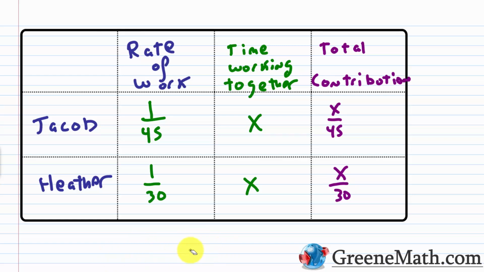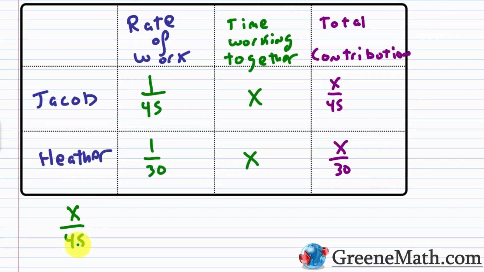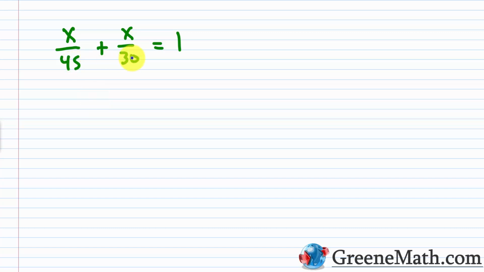And now what we need to understand is that between Jacob and Heather, they're going to complete one job, okay? So the equation here is very easy to set up. Jacob's contribution, which is x over 45, plus Heather's contribution, which is x over 30, is going to be equal to 1. Again, that's for one completed job. So the first time you see this, it might not make a whole lot of sense. But again, after you solve like 2 or 3 of these, you're going to find that these are the easiest problems in the world to solve. So let's copy this. What I'm going to do to clear these denominators, I'm going to multiply both sides of the equation by the LCD. The LCD, if I look at the denominators, I got 45 and 30, it's going to be 90.